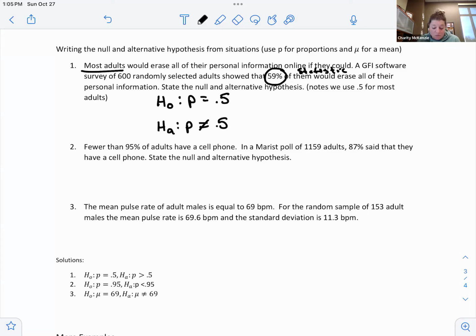It says most adults would erase their personal information if they could. Most adults. I almost want to say greater than, but there's no greater than wording. My brain goes greater just because of 'would erase all of their personal information.'